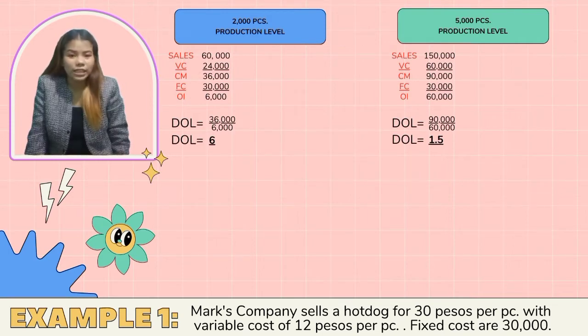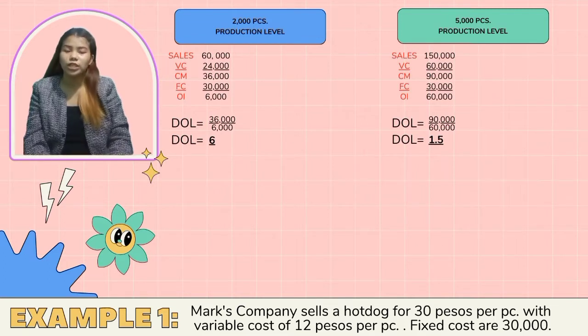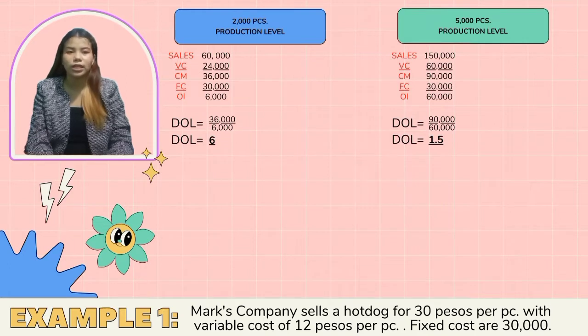Notice that the degree of operating leverage can be different for the same company. The degree of operating leverage depends on the sales level. Sales were different, so the degree of operating leverage was also different. So the same company can have different operating leverages, or different degrees, for different sales amounts.